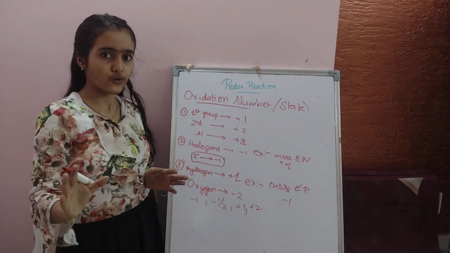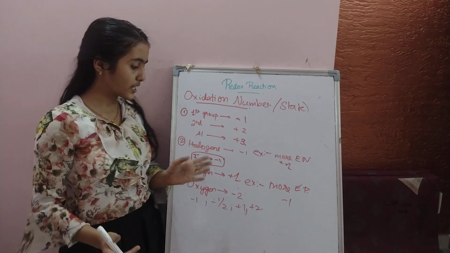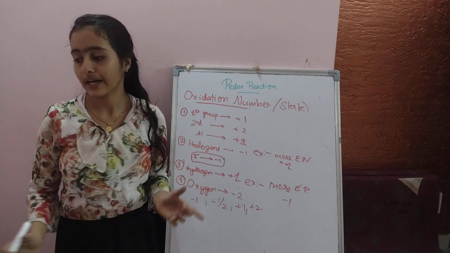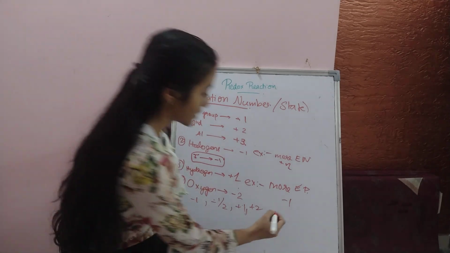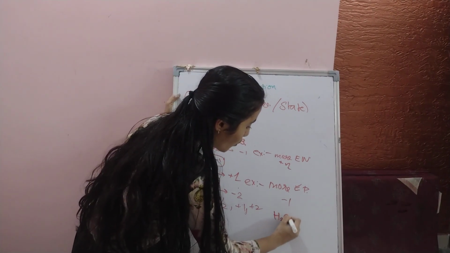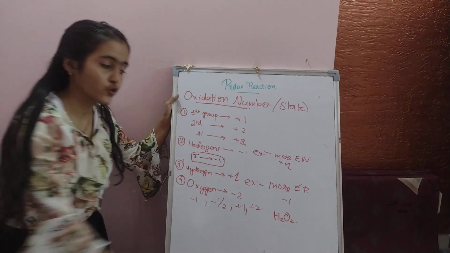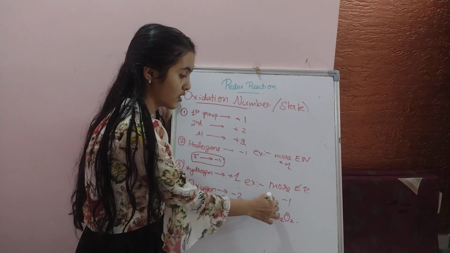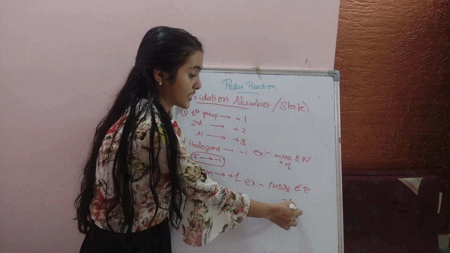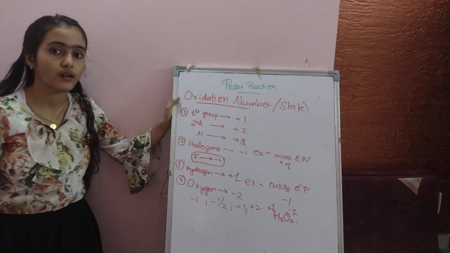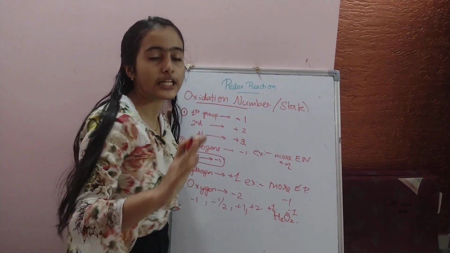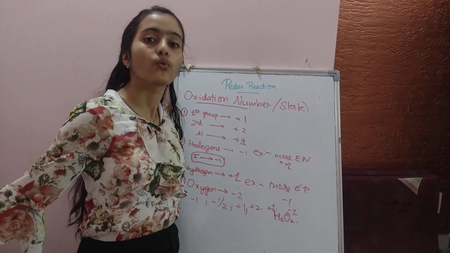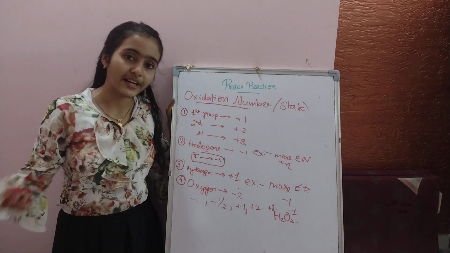Oxygen usually has -2 oxidation state. That is sure. Next, -1. When does oxygen have -1? Oxygen has -1 in the case of peroxides. See, in the case of H2O2, hydrogen has +1 oxidation state, and oxygen has -1 oxidation state. For peroxides, oxygen has -1 oxidation state. No other way.